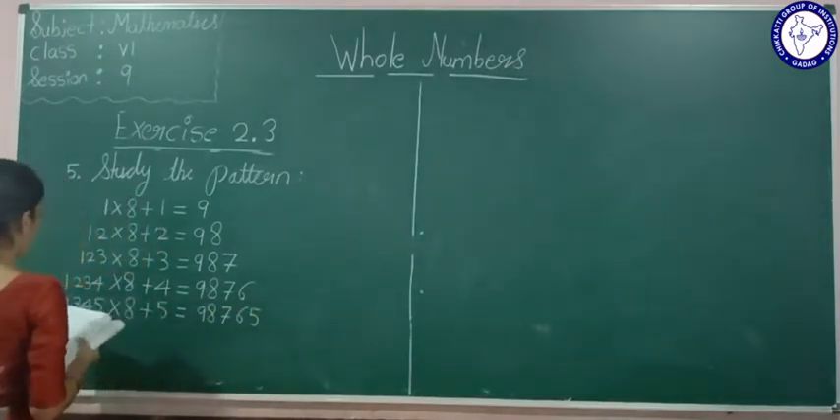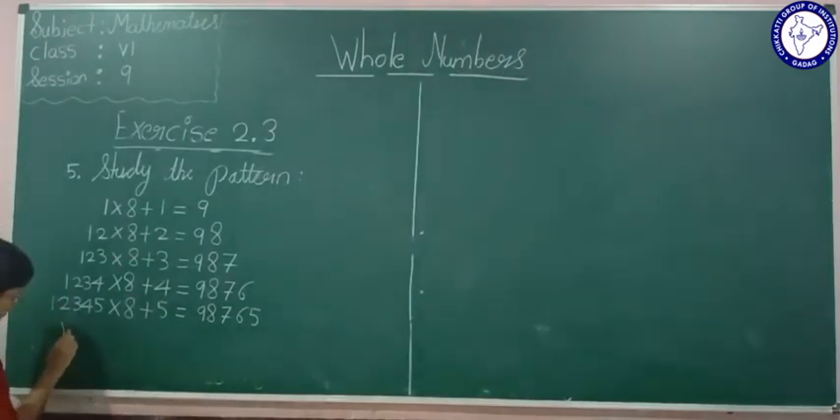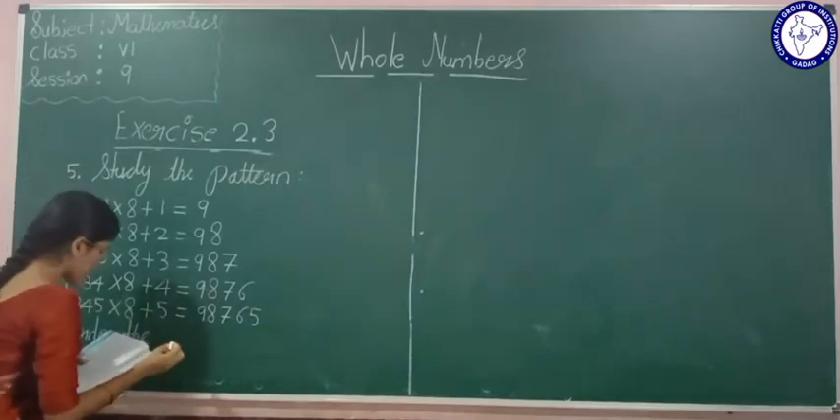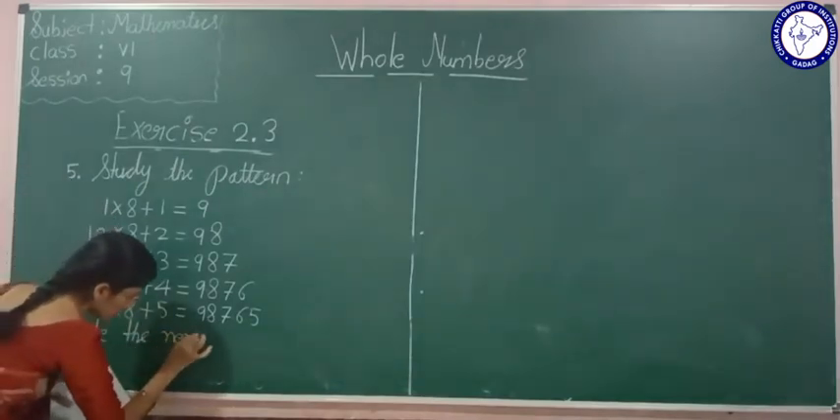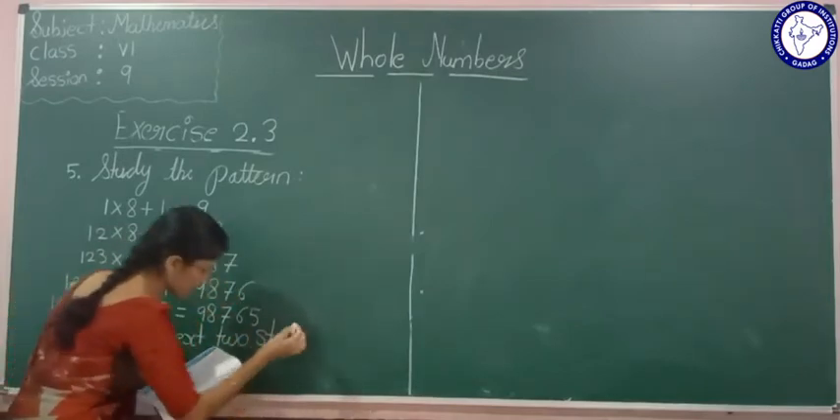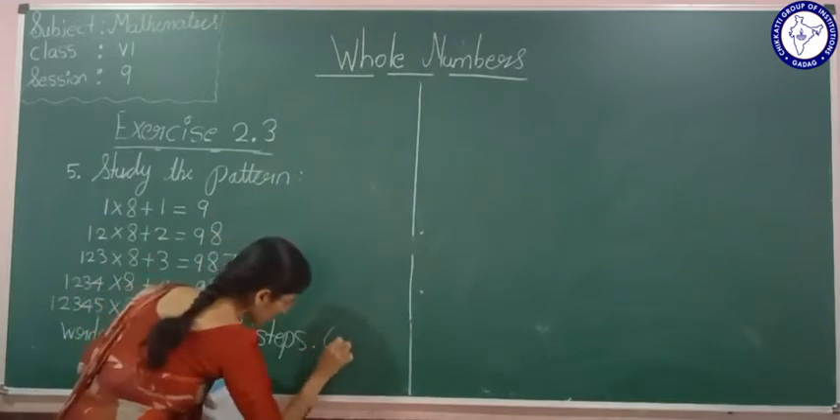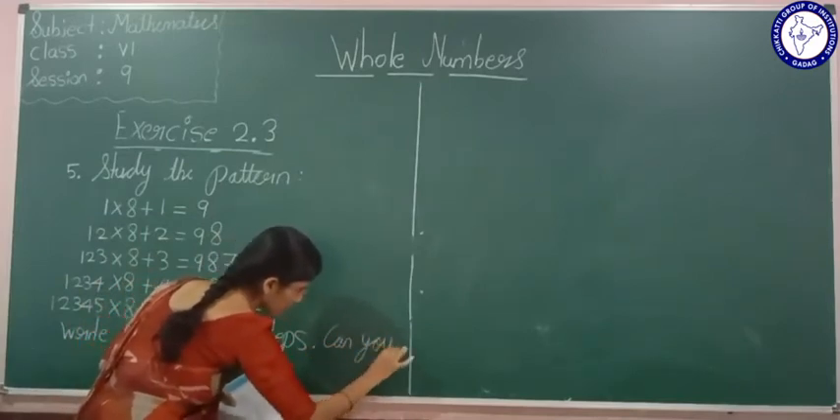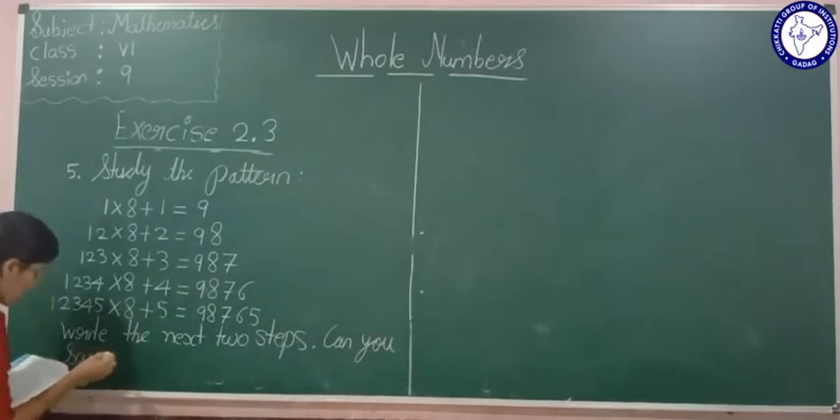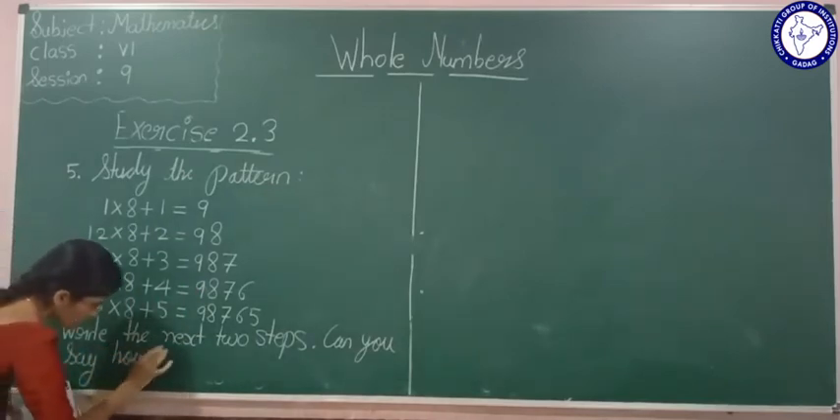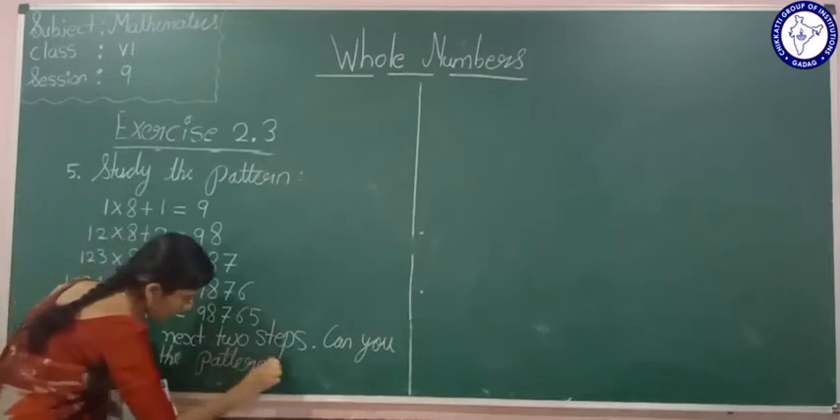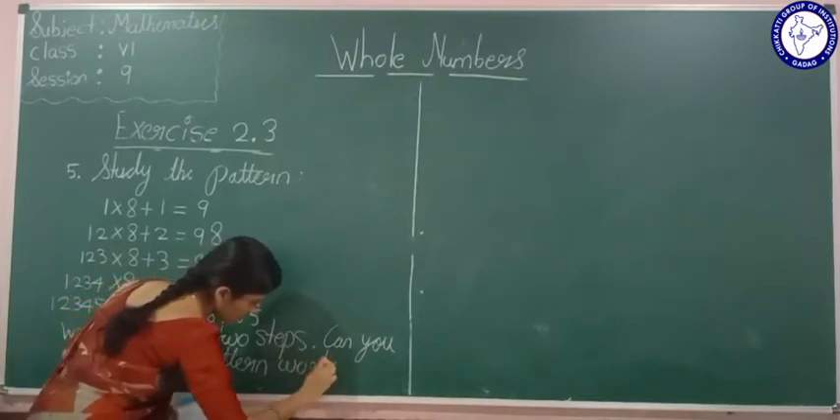98,765. Now see, students, they are told to write the next two steps, and to say how the pattern works.